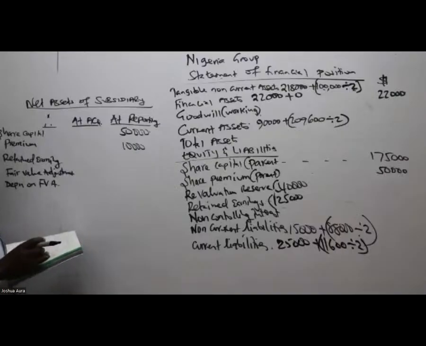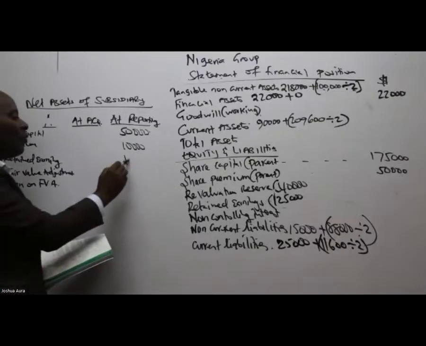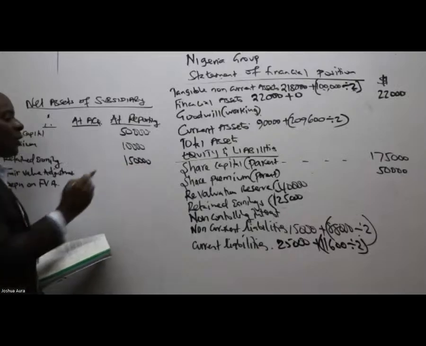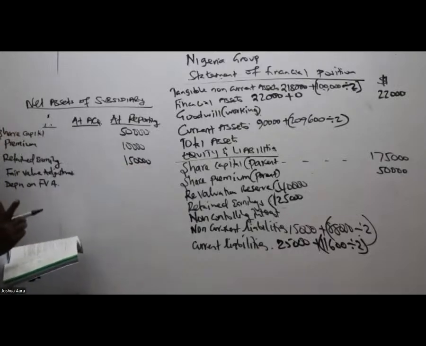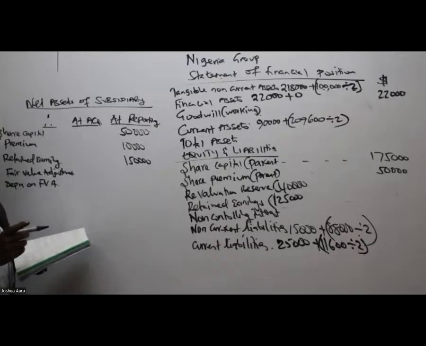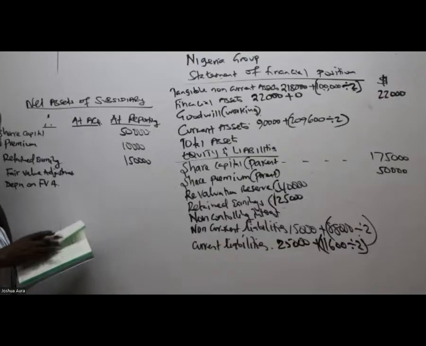Retained earnings, what do we have, ladies and gentlemen? Retained earnings we have 150,000 at the end. Share the question. Already you have the question. Check your group. Great.